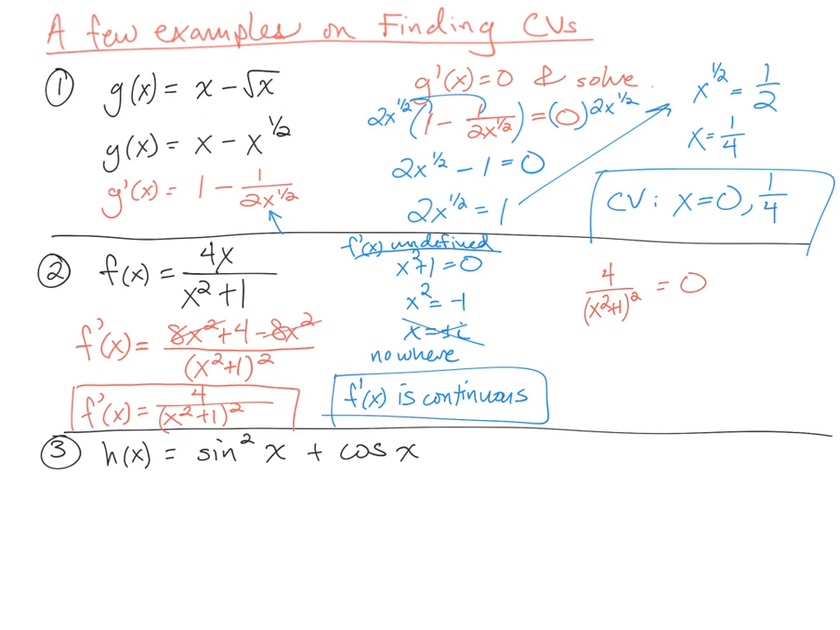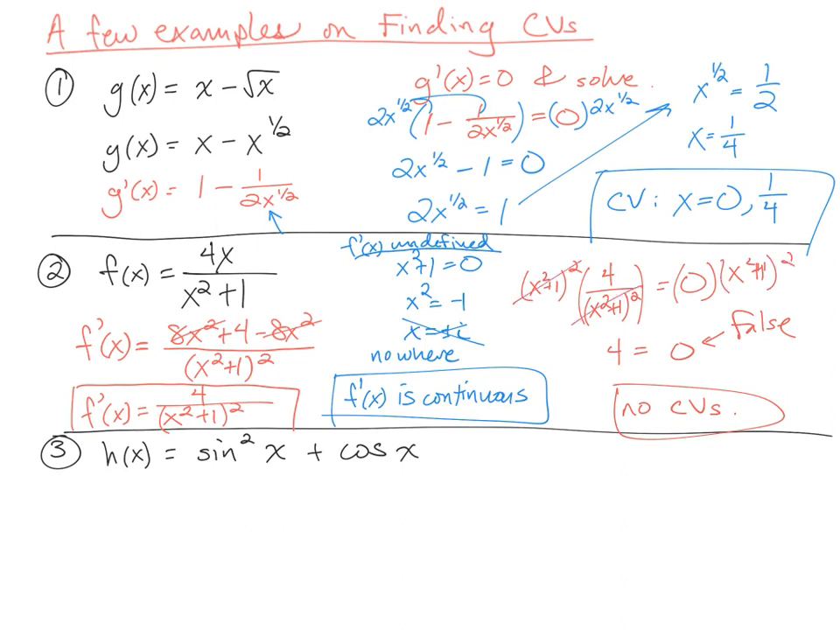So again, I have a fraction. I want to multiply both sides by the denominator and get 4 equals 0. This makes no sense, aka is false. This function has no critical values. There are none here. So again, very quickly, (x squared plus 1) squared, this canceled here. We're just left with 4 equals 0. Yes, it is entirely possible that a function has no critical values, and this is one of those cases.